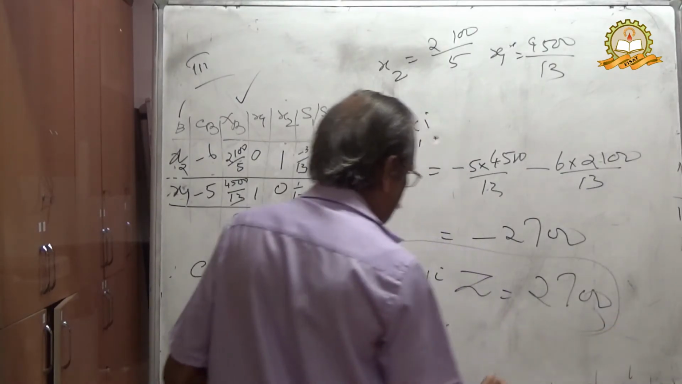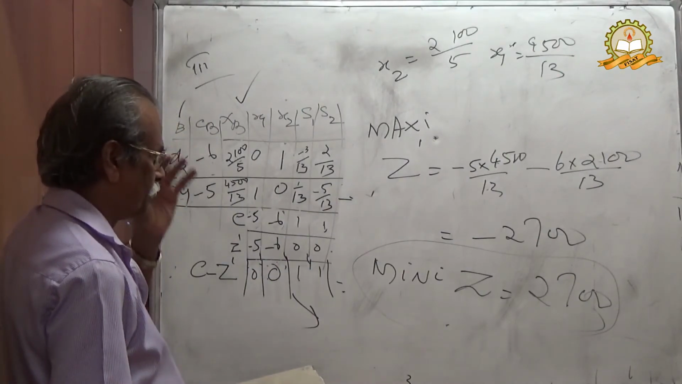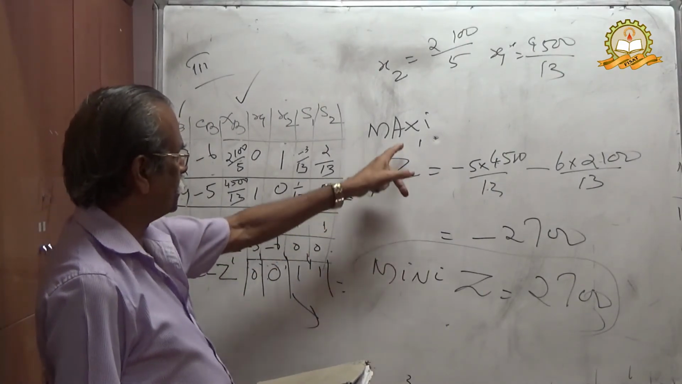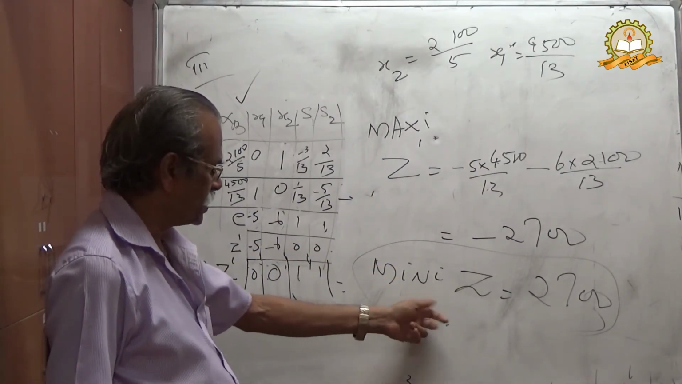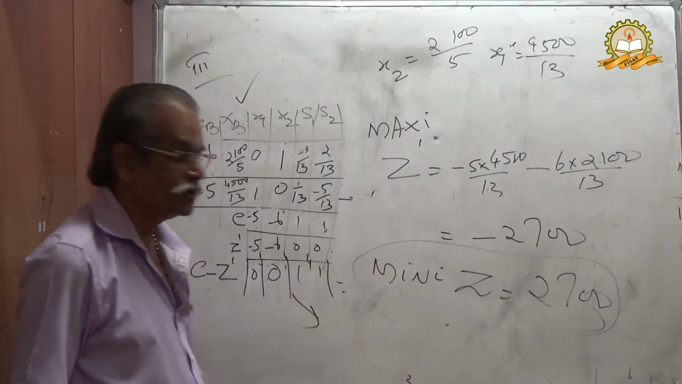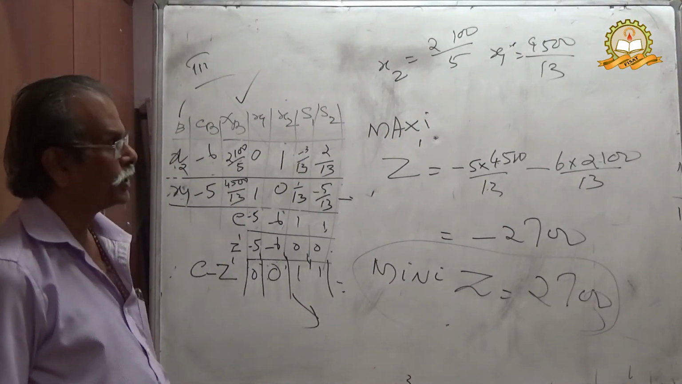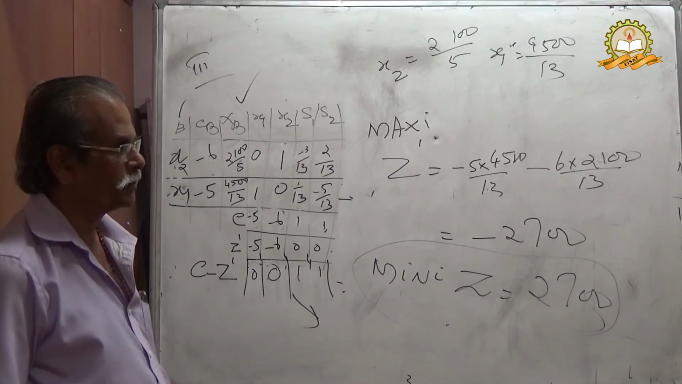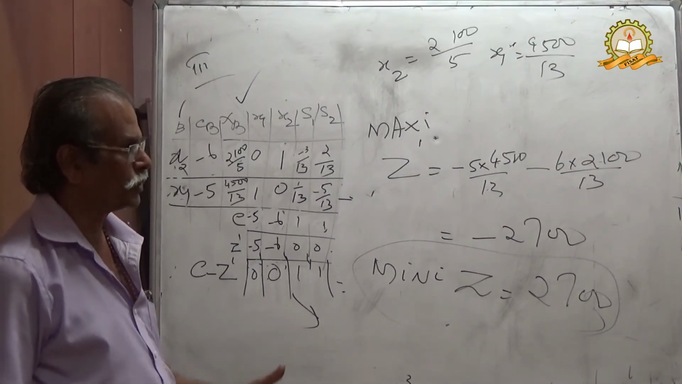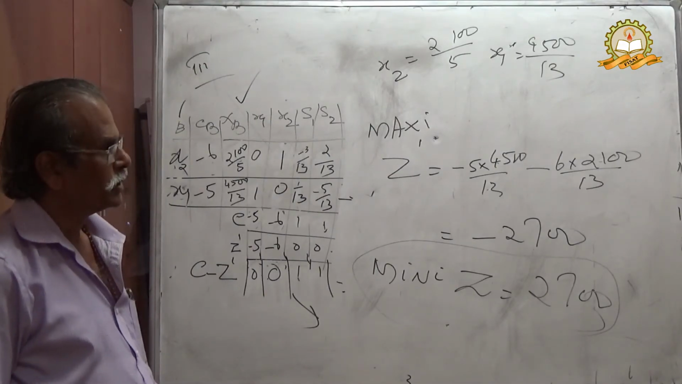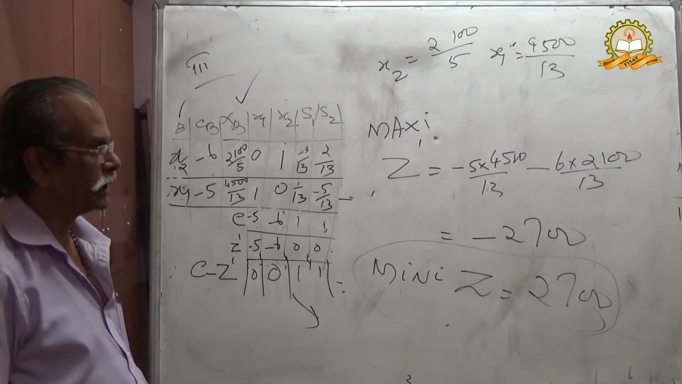Therefore, minimum required value equal to 2700. Z dash equal to maximum negative. Therefore, your requirement is minimum Z equal to 2700. Therefore, minimum should be changed over into maximization before proceeding the solution. Artificial variable you will have to add, subtract accordingly.